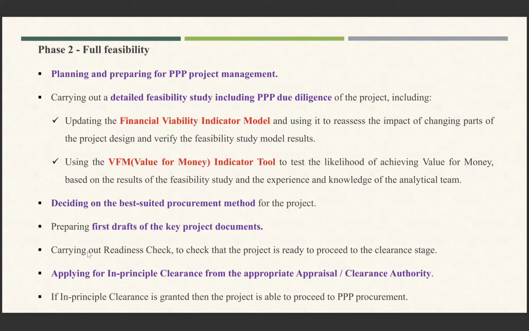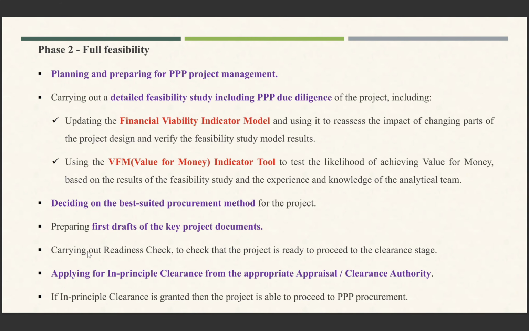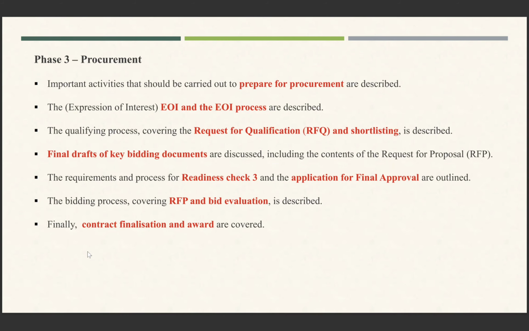Here, deciding on the best suited procurement method for the project is done, the first draft of the key project documents is prepared, and applying for in-principle clearance from the appraisal or clearance authority is done in phase two. After phase two, if in-principle clearance is granted, then the project is able to proceed to PPP procurement. It goes to phase three. The important activities that should be carried out to prepare for procurement, such as expression of interest processes, are described in this phase.